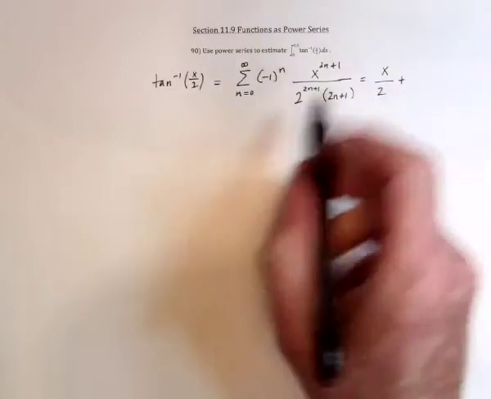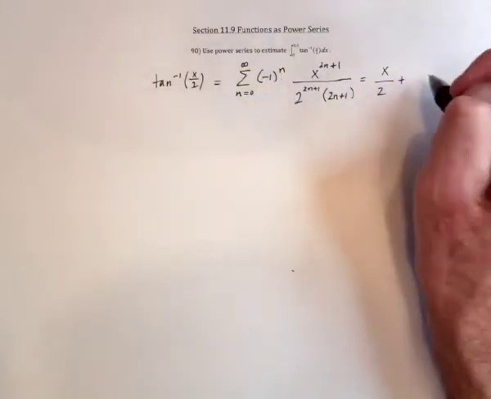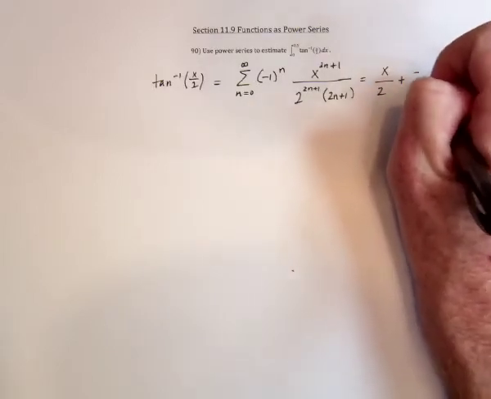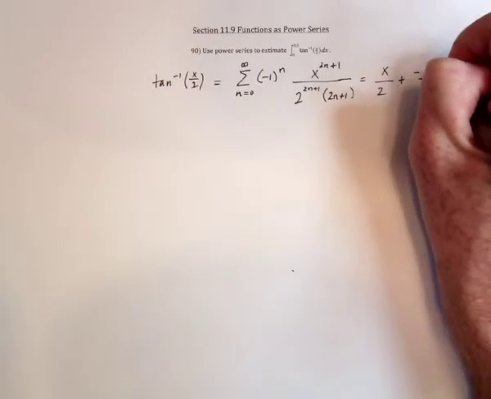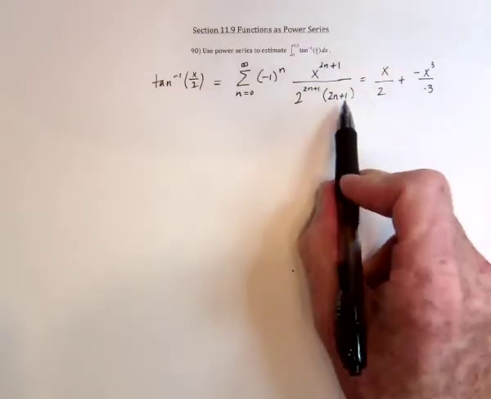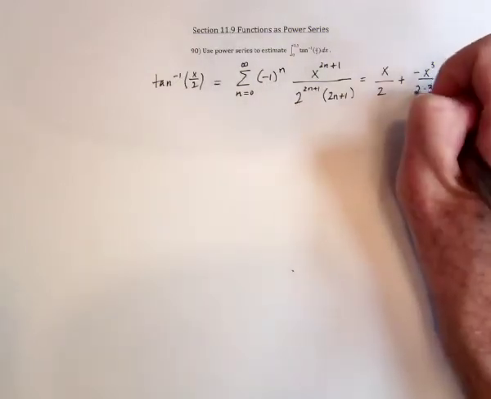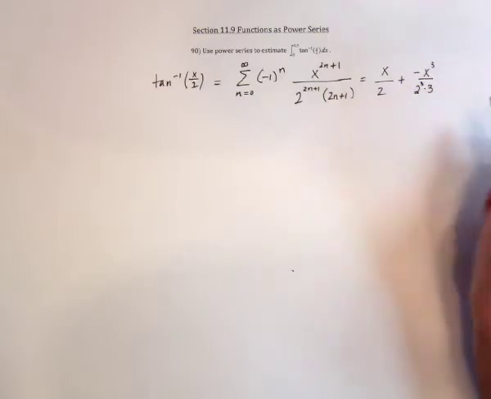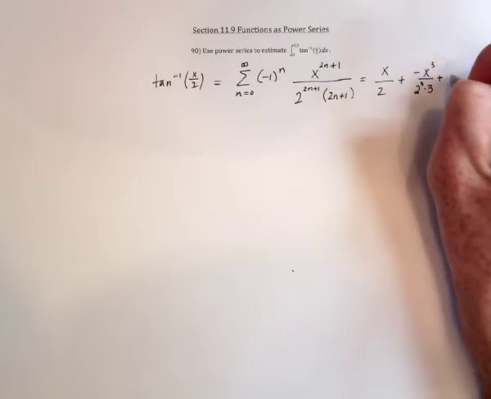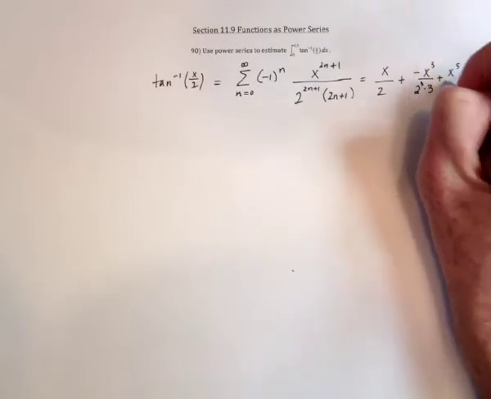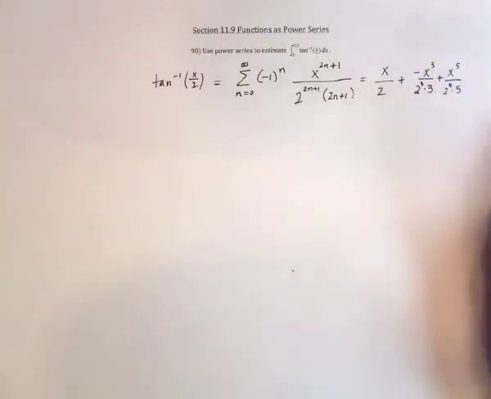Next, when n is equal to 1, this is going to make it negative. This is going to be x to the 3 over 3 for this part. And then this is 2 to the 3, which is 8, but I'll just write it as 2 to the 3. So then I can already see what the pattern is, and I don't have to refer back to this formula. Next is going to be positive. X to the 5, 2 to the 5th, and then times 5, etc.